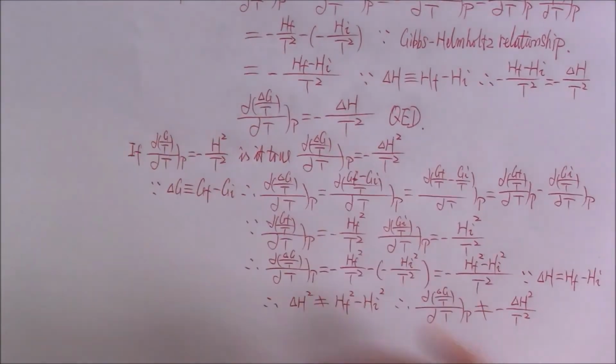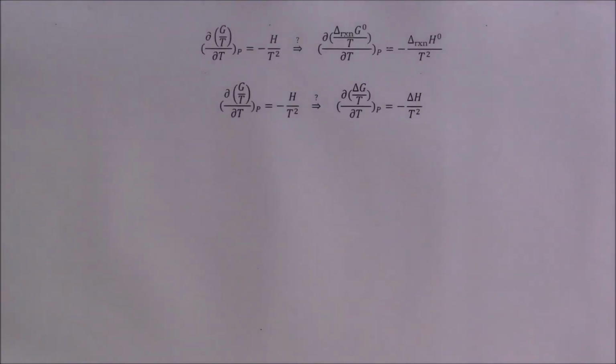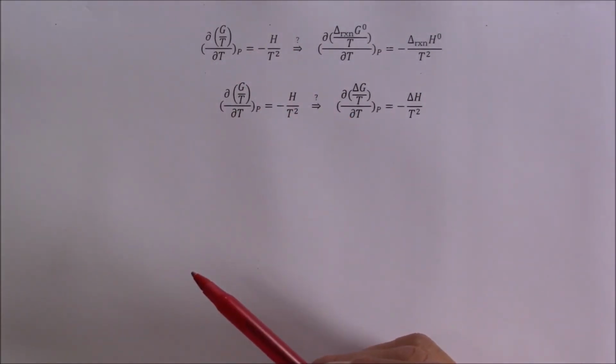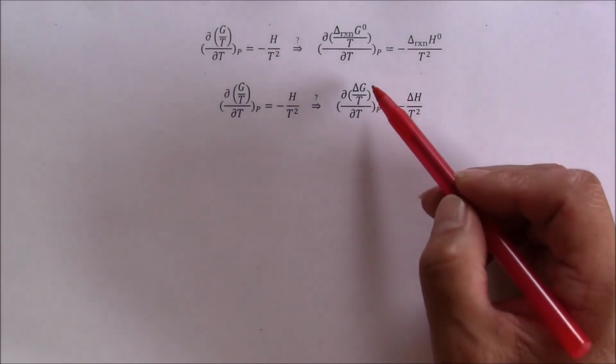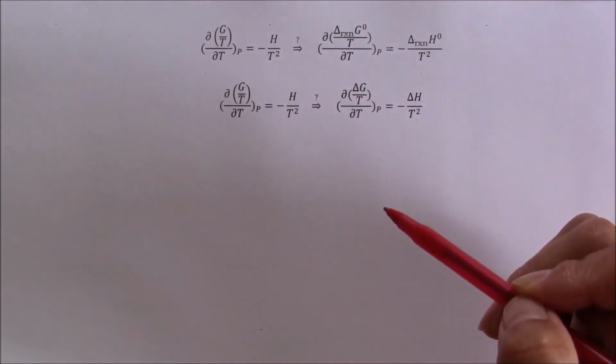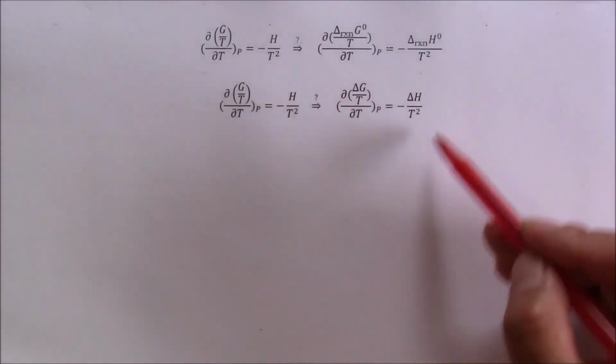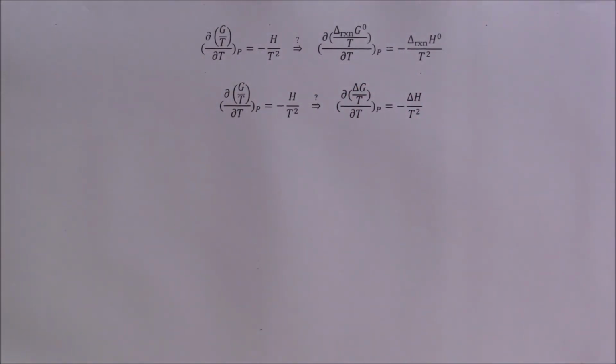I hope this additional work will not confuse you. My purpose is I want you to know that if some relationship is true, you cannot assume that the change of that relationship is also true. From this relationship to the change of the same relationship, you have to rigorously prove it.